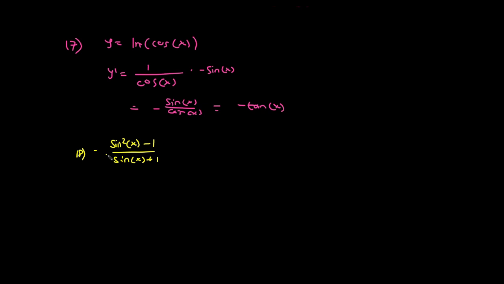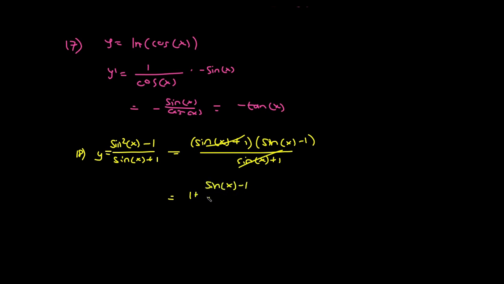Alright, again you can do this brute force by the quotient rule, but you don't actually need to, because you can factor the top part into sine of x plus 1 and sine of x minus 1. And then you can see that these two parts will cancel out. Well, not completely cancel, you still have to leave a 1 when you're doing that, but it will become 1 plus sine of x minus 1 divided by sine of x plus 1.